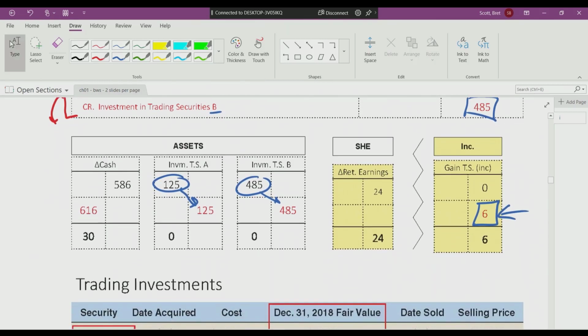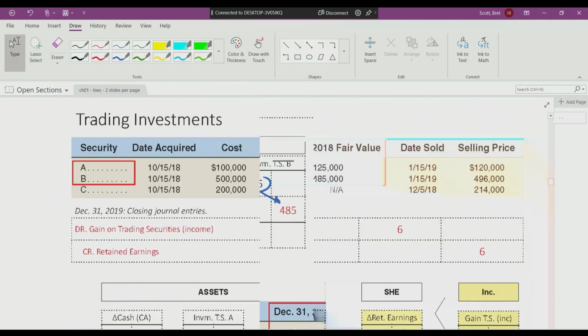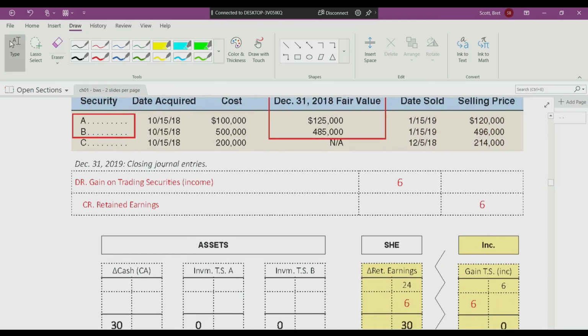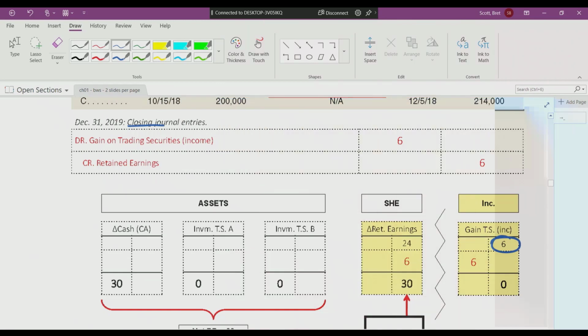And as a final step, what do I have to remember? Closing journal entries. I currently have a $6,000 credit balance in my gain in securities. I need to debit that away to start my next year fresh. That makes it go to zero. So there's my debit right there in the journal entry.